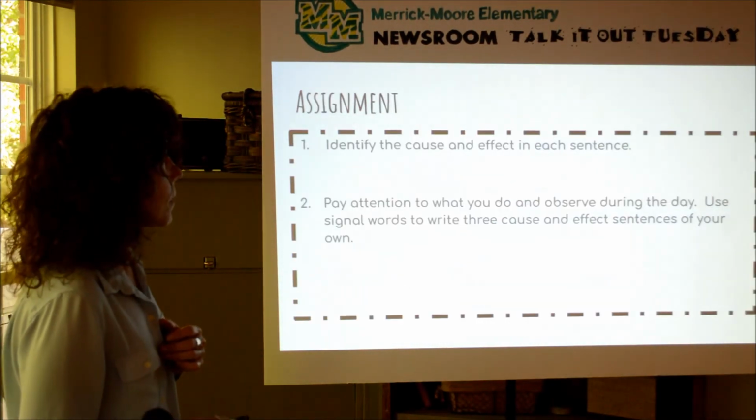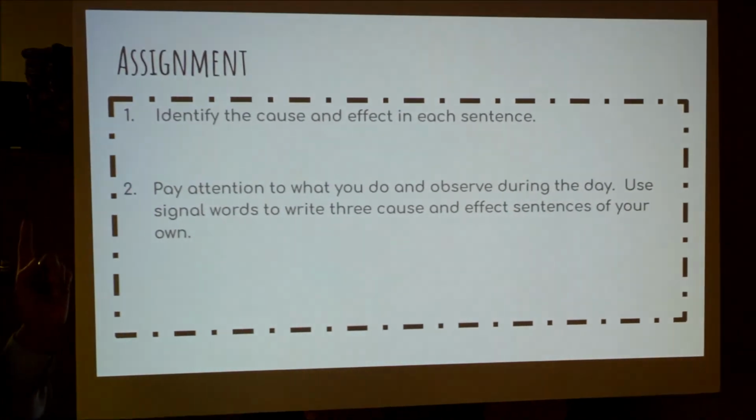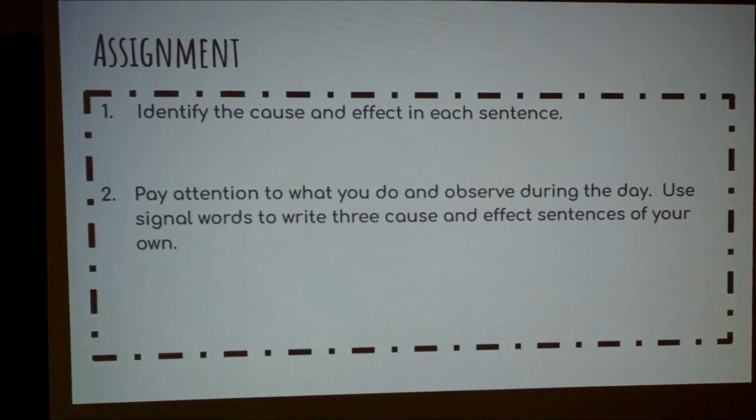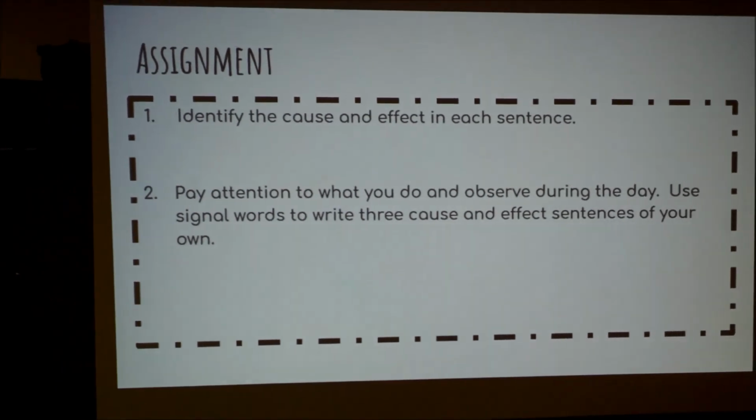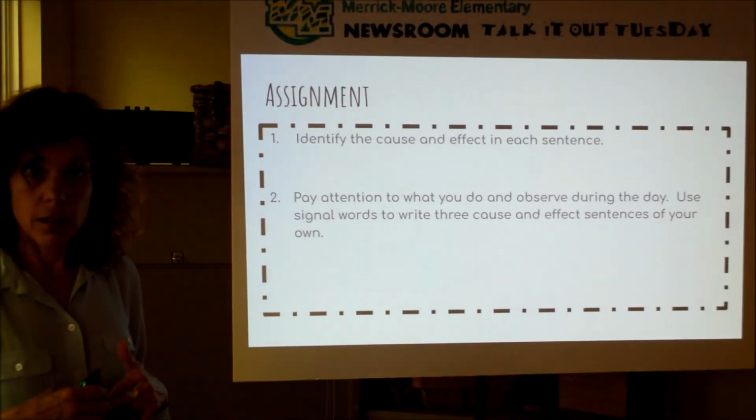So for your assignment, you're going to identify the cause and effect of sentences that you see in Google Classroom. The second part, pay attention to what you do and observe during the day, just like I did. And you're going to use those signal words that I showed you to write your own cause and effect sentences. We're taking it slow because this kind of thinking when you're reading can be pretty tricky.